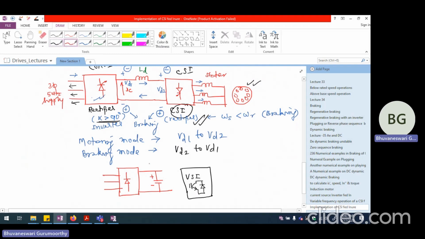Now from here, this is connected to VSI and VSI's output is going to the induction motor. Now here is the rotor of the induction motor. Now, if we are looking at again regenerative braking mode, we have to make omega S less than omega R. That is perfectly fine. That can be done. That's not a problem. So we have diodes here.